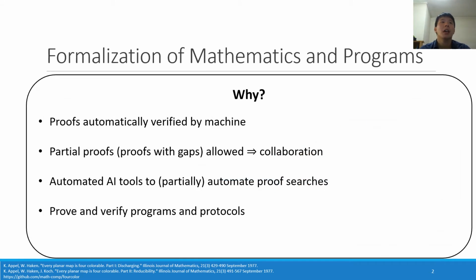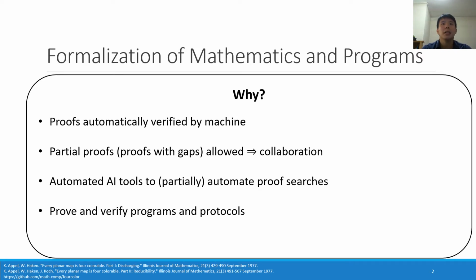Other than having proofs automatically verified by machine, a proof assistant allows users to leave partial proofs, which means proofs with gaps. As a result, these gaps, unproven lemmas in this proof, can be used for future continuation from other users or the user itself. This allows collaboration between users.